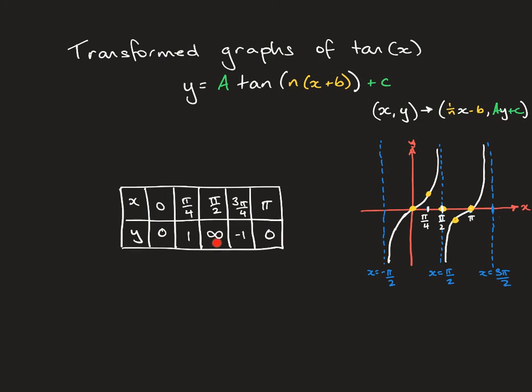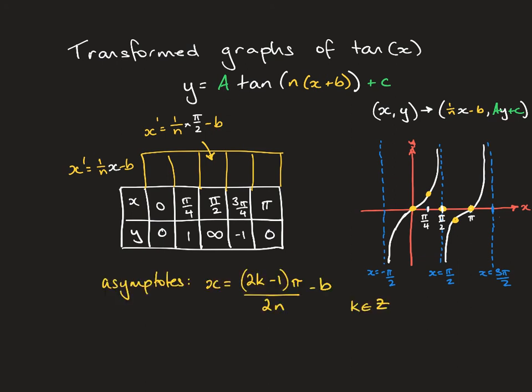So the asymptotes are starting out at pi on 2, and then we're going to shift them left and right. They don't move up and down because it's a straight line. Doesn't matter if it moves up and down, it's still a straight line. So we're going to use our transformation pattern here to map where our asymptotes are going to be. So our x dash for our pi on 2 point for our asymptote is 1 on n times pi on 2 minus b, which is going to give us a formula for our asymptotes.